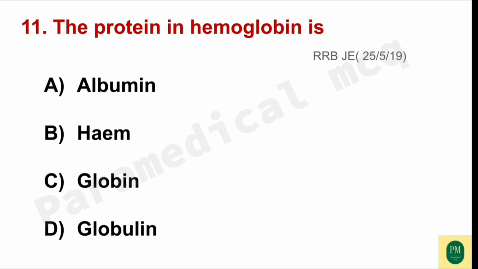The protein in hemoglobin is option A, albumin. Option B, heme. Option C, globin. Option D, globulin. The correct option is option C, globin.